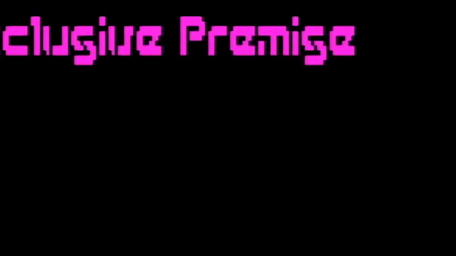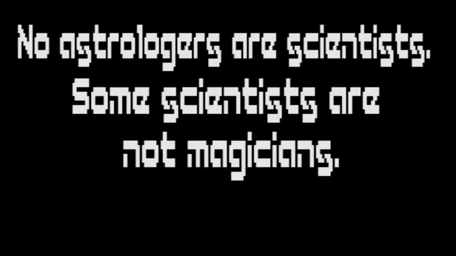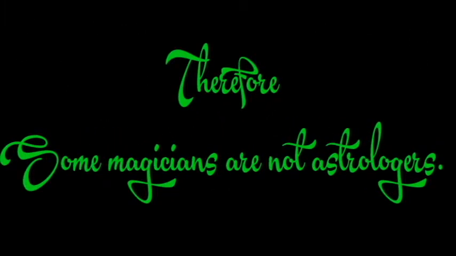Fourth is exclusive premise. Exclusive premise means no standard form categorical syllogism having 2 negative premises is valid. Example: No astrologers are scientists. Some scientists are not magicians. Therefore, some magicians are not astrologers.